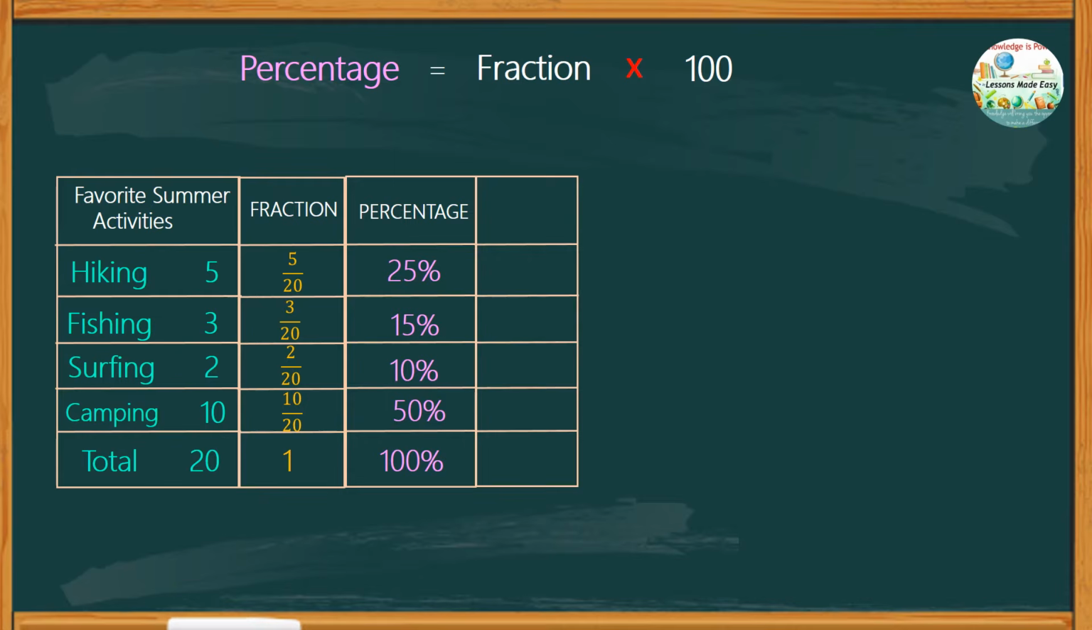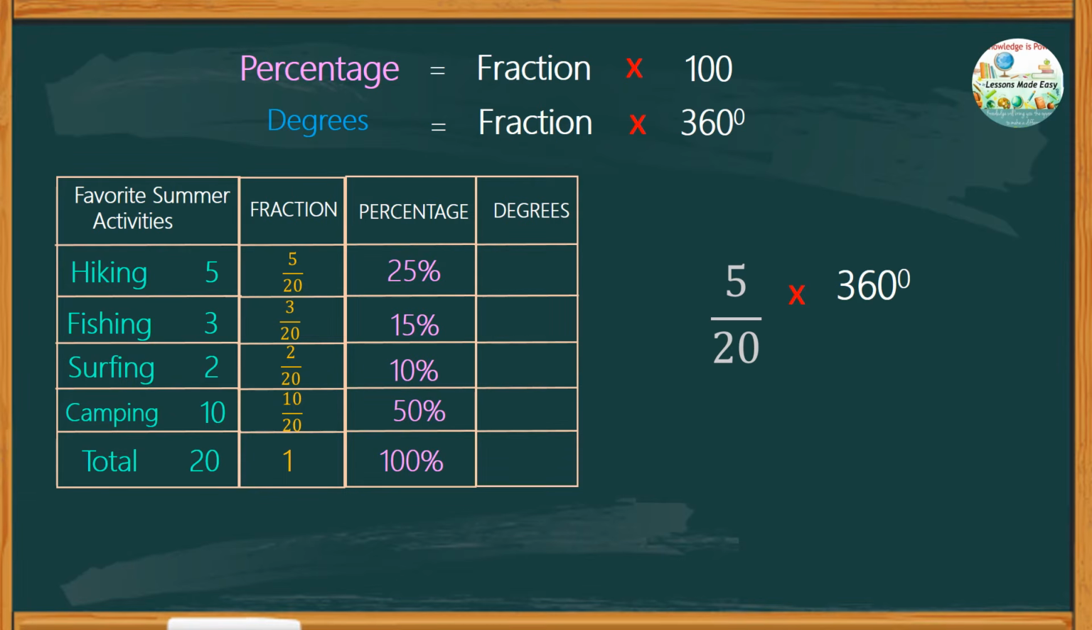Let's add another column for the size of the angle measured in degrees. To know the degrees, we take the fraction and multiply it by 360 degrees. For hiking, we have 5 over 20 times 360. We can make the numbers much smaller by crossing the zeros out. What remains is just 36 to be divided by 2, where we get 18. Then multiply 5 by 18, we get a product of 90 or 90 degrees.